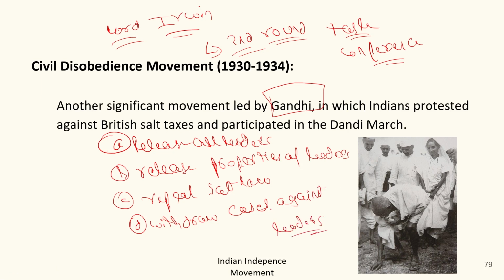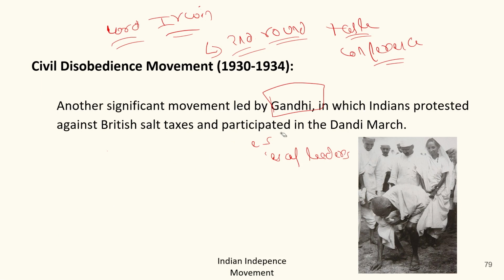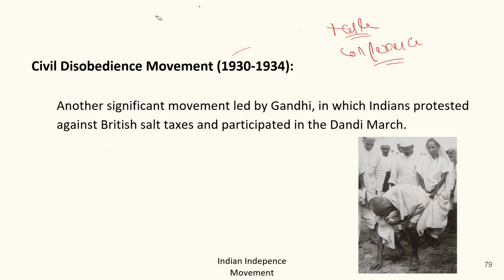So these were the main demands of the Gandhi Irwin Pact. First was to release all the leaders who were captured by the British government, except the persons who were doing violence. Second was to release the properties of the leaders, the properties which were confiscated by the British. Third one was repealing the salt law, which was imposed by the British government. And the fourth one was to withdraw all the cases against the leaders running in courts of India. Okay. And after this, Gandhi agreed to attend the Round Table Conference.